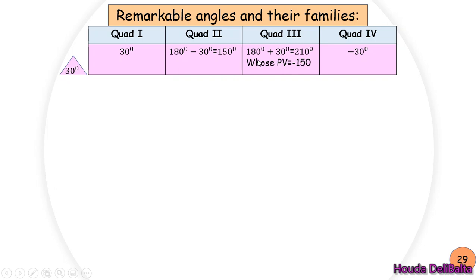It comes from 180 plus 30, but 210 is not a principal value because it's not in the interval minus 180, 180. It's more than 180. Then we find its principal value using the previous methods, and it is minus 150. And in quadrant 4, the member of the family of 30 is its opposite, minus 30.